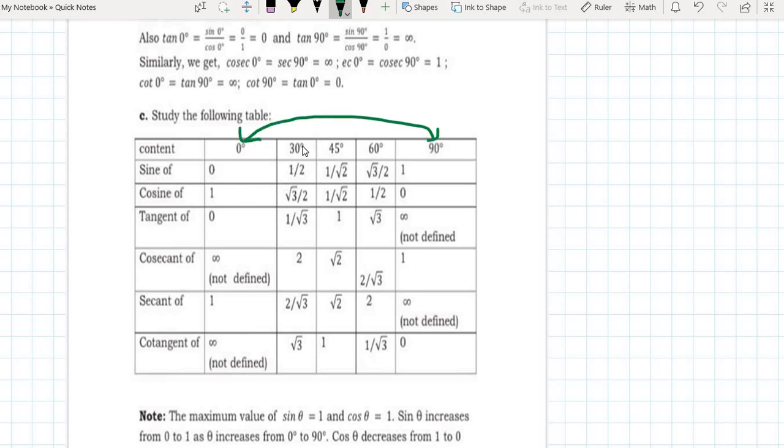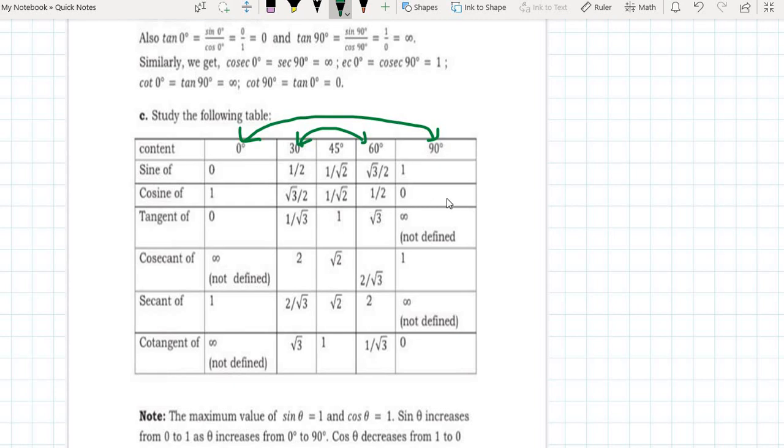Similarly, sine 30 degree is connected with the cos 60 degree. They are the complement angles, means total of the two angles is 90 degree, right? So for sine 45 it is 1 by root 2, cos 45 also 1 by root 2 only. So cos 0 is 1, which is equal to sine 90. Cos 30 is root 3 by 2, which is equal to sine 60. Cos 45 is 1 by root 2, and cos 60, that is half, which is equal to sine 30, and cos 90, that is 0.